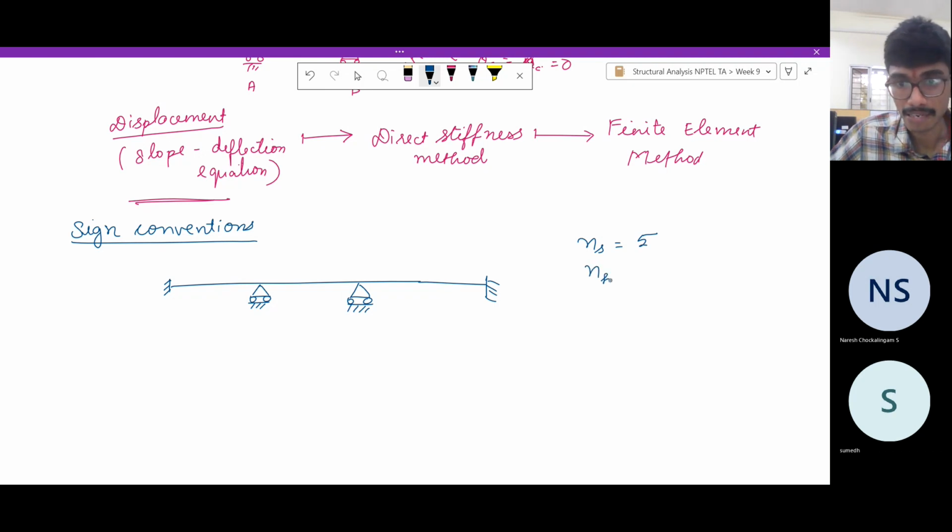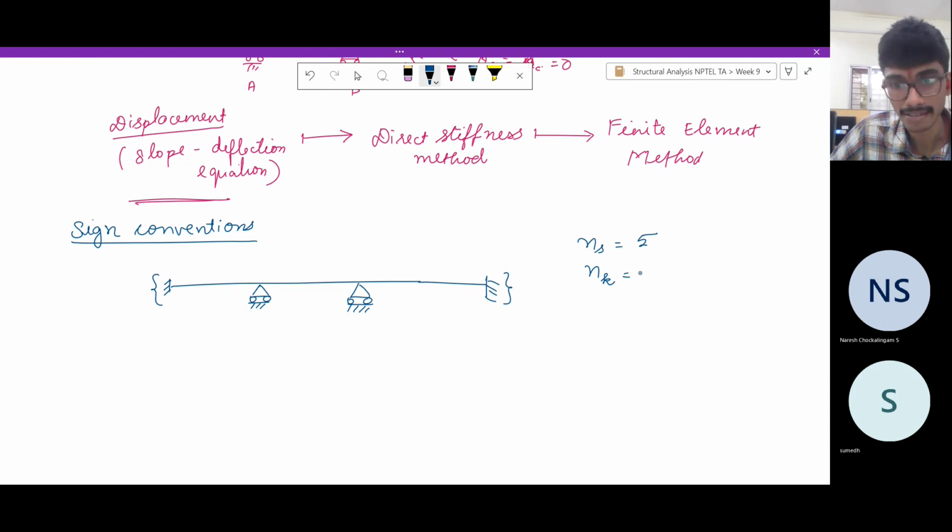What is the kinematic indeterminacy for this beam? Here there are no free degrees of freedom. I have already said that kinematic indeterminacy is nothing but the number of degrees of freedom that we cannot know. So these are already specified. At this end, we know the degrees of freedom, they are 0. Here we know they are 0. Here what is unknown? Here the slope is unknown.